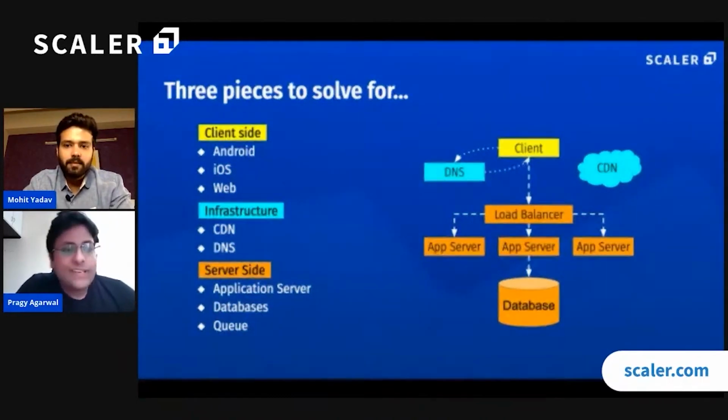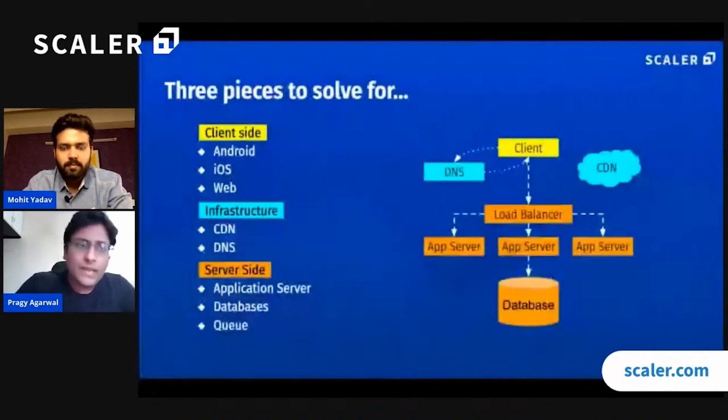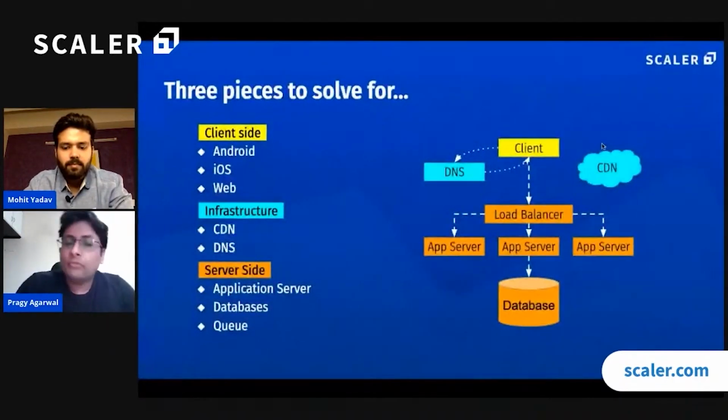Now, out of these three pieces, we won't really be talking about the client and infrastructure in today's session. We'll be focusing particularly on the server side. Suppose that you have figured out that the problem is not on the client side and neither in the infrastructure. The problem is at an API level. Then how do you debug it in production?